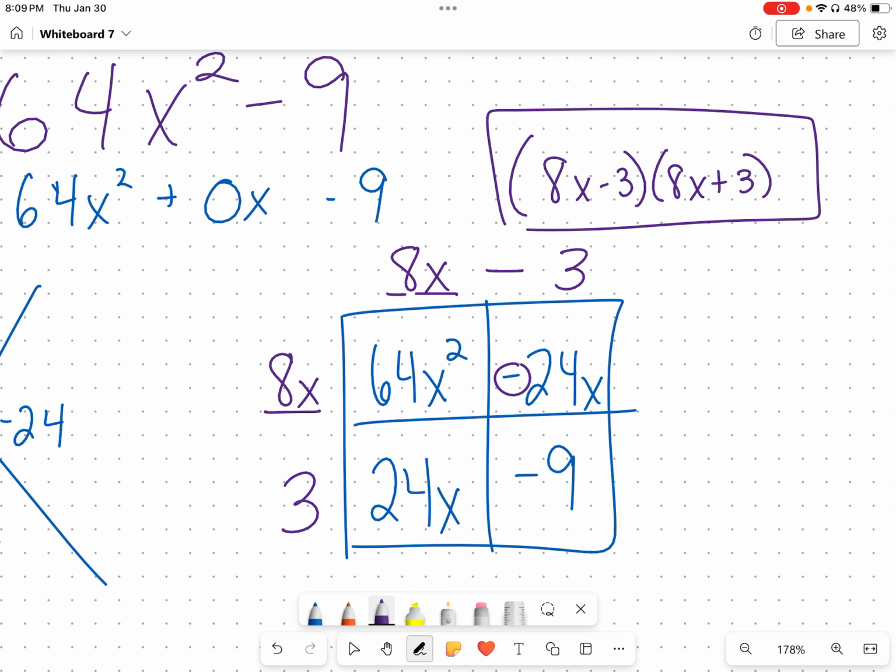You could also look at what times itself gives you 64. It's 8. What times itself gives you 9? It's 3. And you do the plus and minus: 8x plus 3 and 8x minus 3.